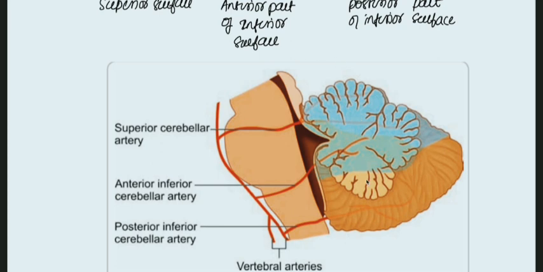The diagram shows the cross section of the cerebellum. At the lower border of the pons, the two vertebral arteries will join together to form the basilar artery. The two branches of the basilar artery supplying the cerebellum are the superior cerebellar artery, which supplies the superior surface, and the anterior inferior cerebellar artery, supplying the anterior part of the inferior surface. The posterior inferior cerebellar artery, which is a branch of the vertebral artery, supplies the posterior part of the inferior surface.